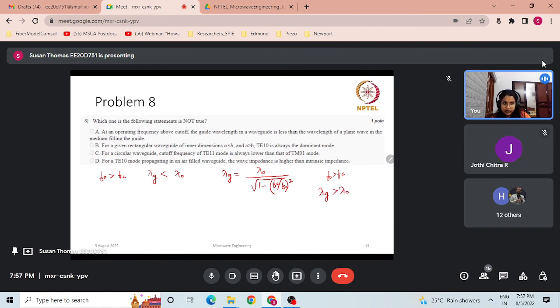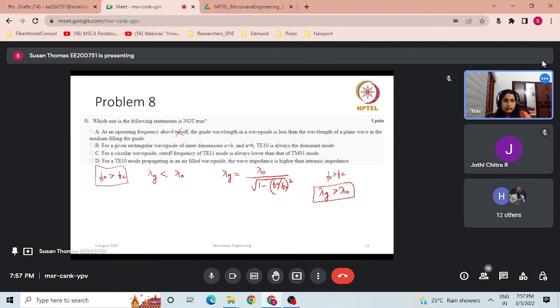I hope you followed it. If not, you can repeat the sequence of events. We are looking at a frequency f naught greater than fc. Whenever f naught is greater than fc, this will give me a value less than 1, and then subtract it from 1. Again, the answer is less than 1. Then you divide lambda naught by a number less than 1, and you get lambda g greater than lambda naught. So the first statement is not true. I hope this is clear. If there are any doubts, you can ask, or I will move on and check the second statement.